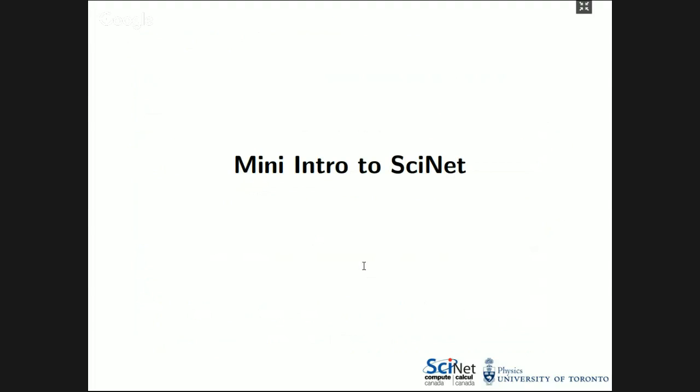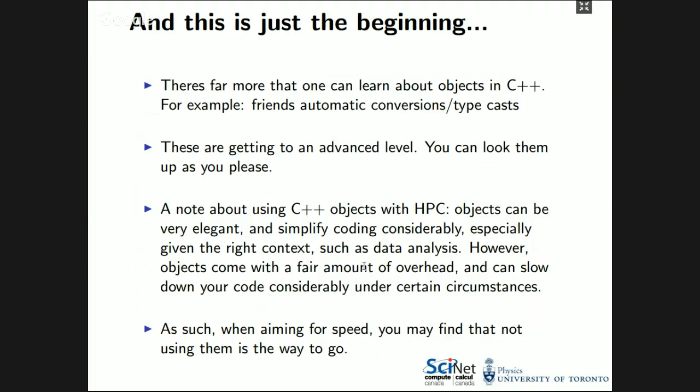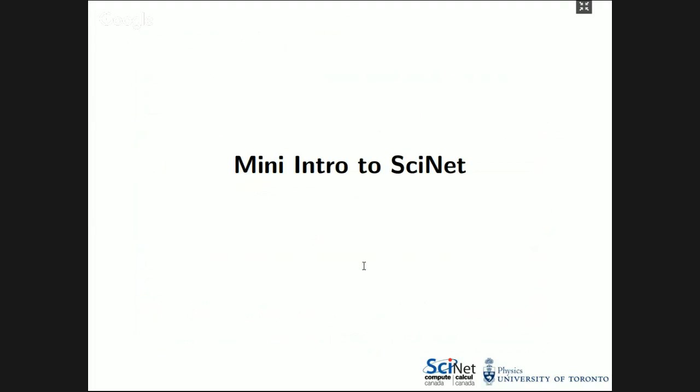So that's all I want to say about classes and objects. That's more than enough maybe for what we're doing in this course. Any questions? I hope you noticed that we saw quite a bit of this already in previous classes, and I hope this tied it together a bit better. Then we're going to get ourselves onto SciNet.